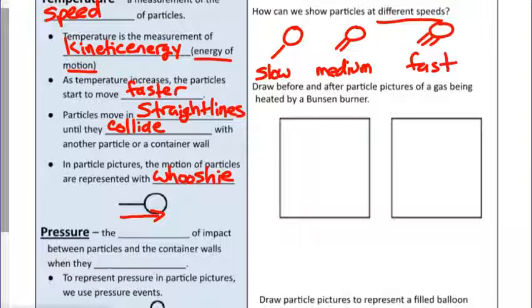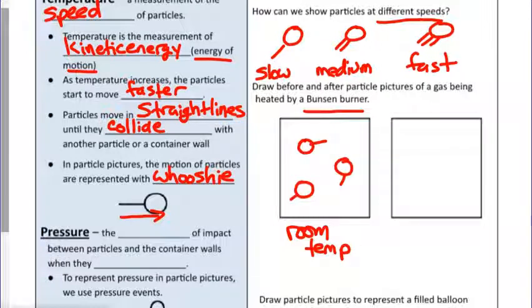Right? So if we had to illustrate a particle picture of gas being heated by a Bunsen burner at room temperature, we could illustrate three particles going a bunch of different random directions with one tail, and then if they're being heated by a Bunsen burner, we might draw them with two tails each. And they're now flying slightly faster throughout the air than they were before at room temperature.